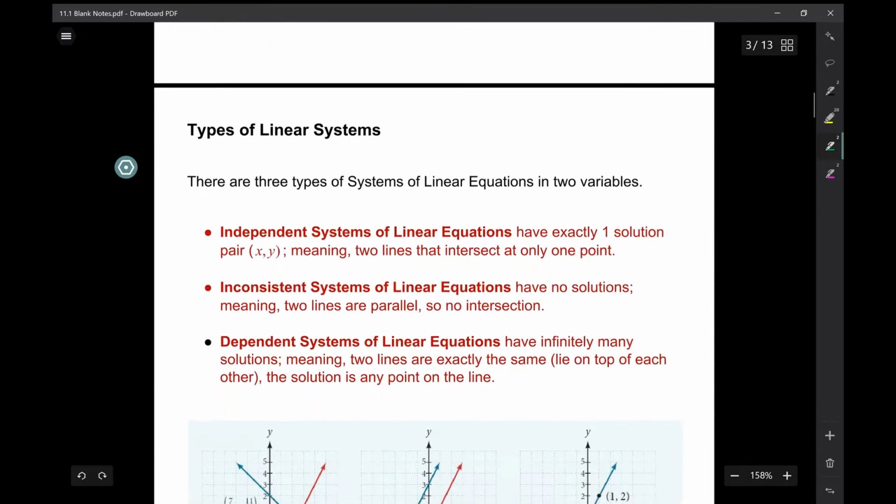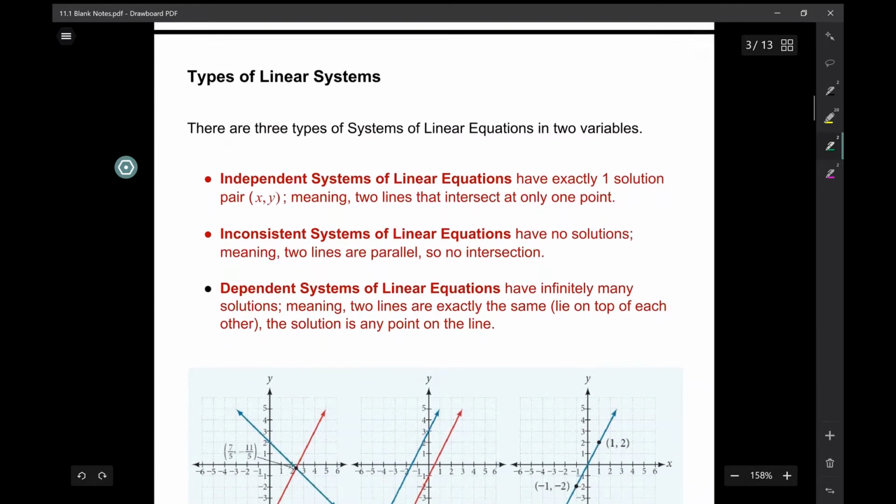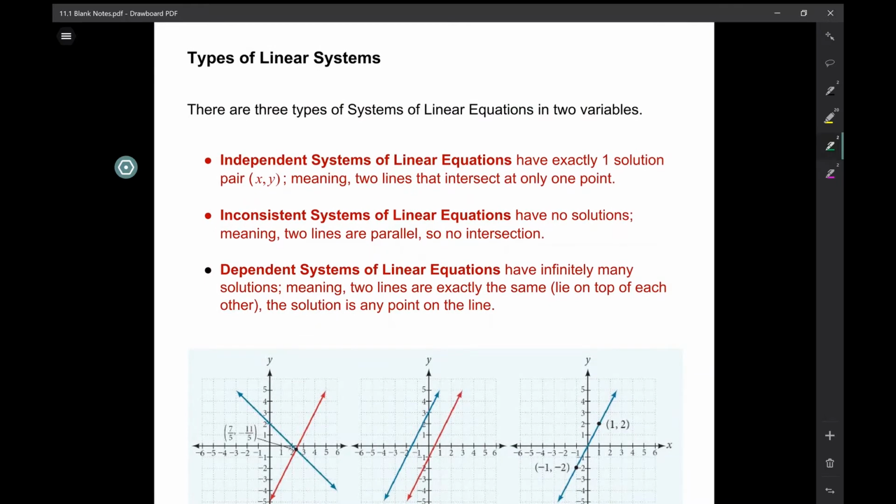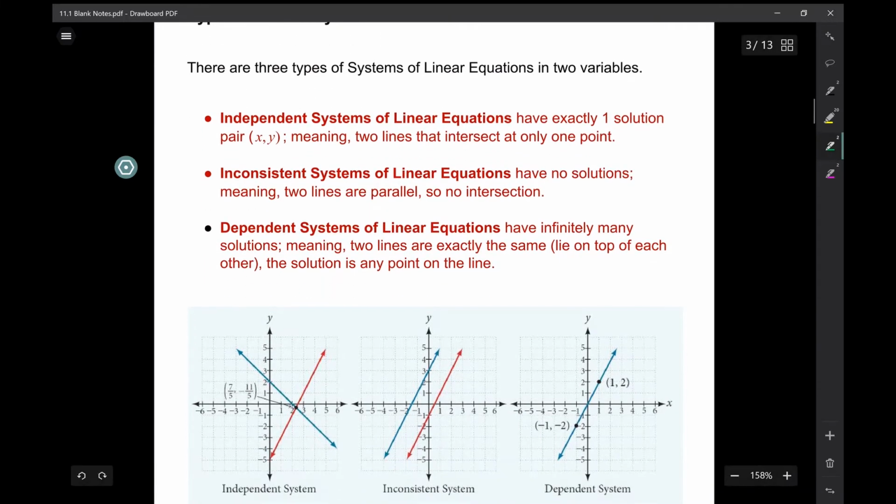All right, so there are 3 types of linear systems, okay? There is an independent system of linear equations. These guys have exactly one solution, and that's this graph right here, the very first graph. This is an independent system. You can see you just have 2 lines. They cross at one point. That's an independent system of equations, and the solution will just be 1 point (x, y).